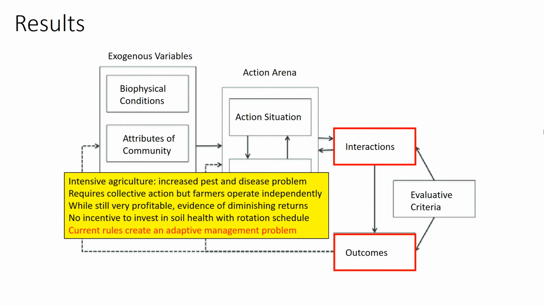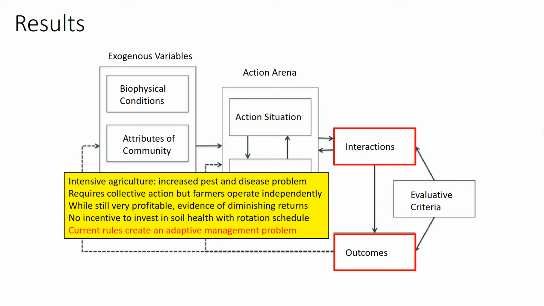In terms of the actual operations and the outcomes of the action situation, we see that intensive agriculture also increases pest and disease problems. And this is a collective action problem. You cannot treat your pests in one plot if your neighbors don't have the means to treat pests in their plot. So while it's still very profitable, we see diminishing returns over time.